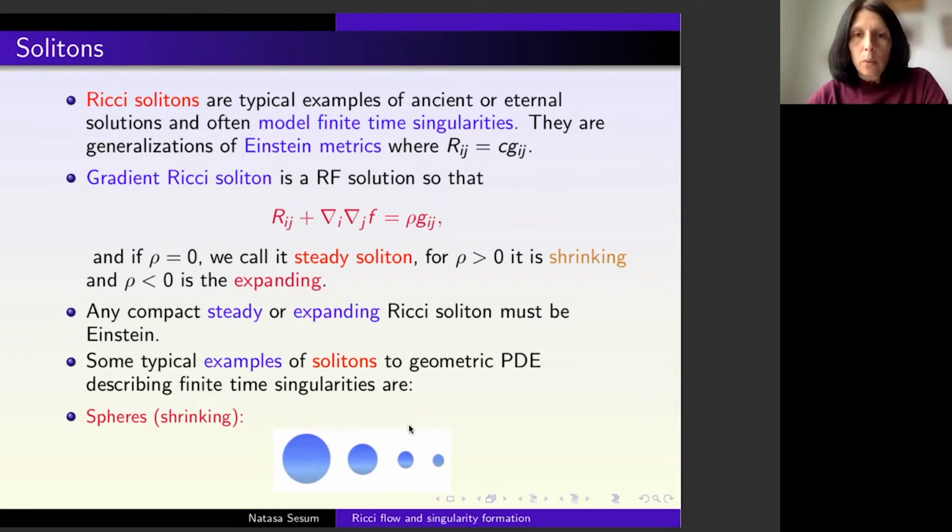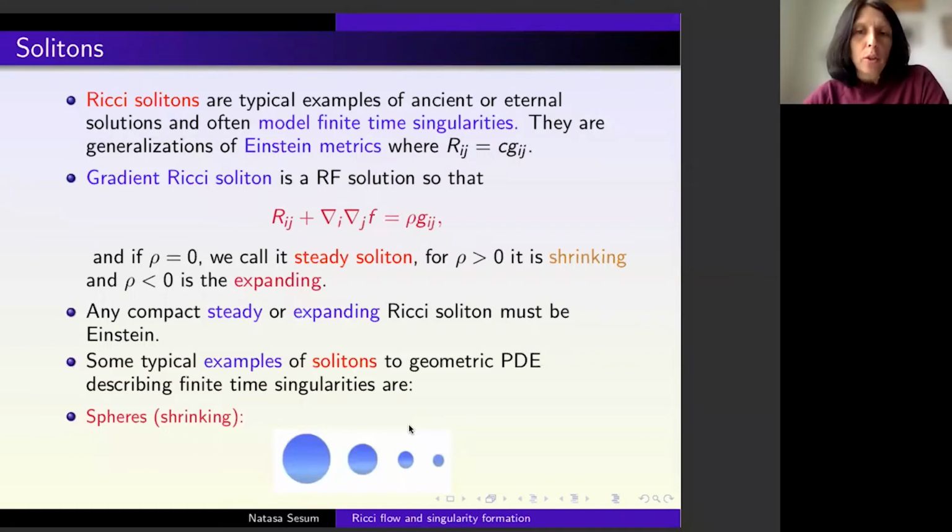And if rho is equal to 0, then this is just called the steady soliton, in which case the solution just moves by diffeomorphisms. And if rho is different from 0, then you also have to include the homotheties. And you will distinguish between the cases where rho is positive, in which case you have a shrinking soliton, which shrinks and becomes singular at some finite time, capital T. And then you have expanding, which exists all the way up to time plus infinity. Right? They're just expanding.